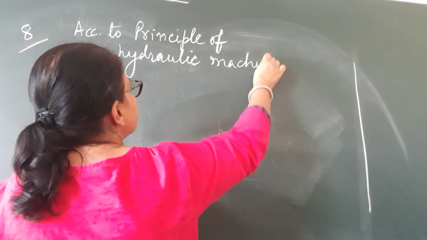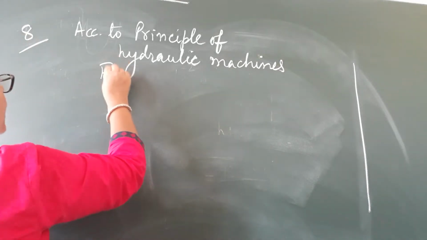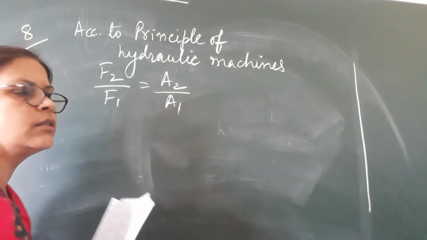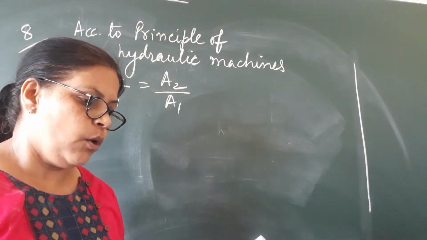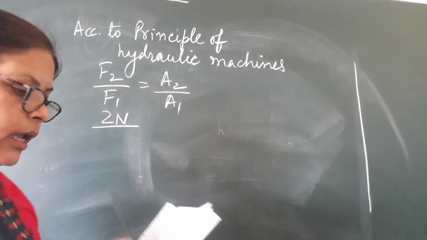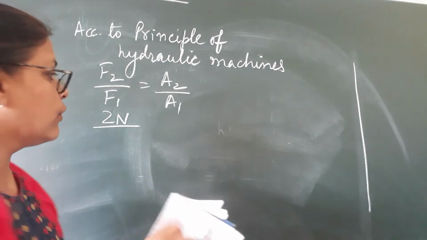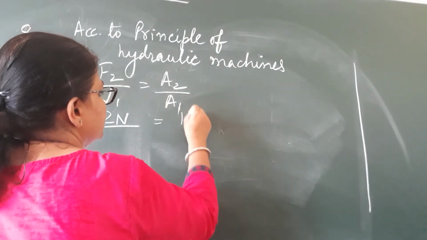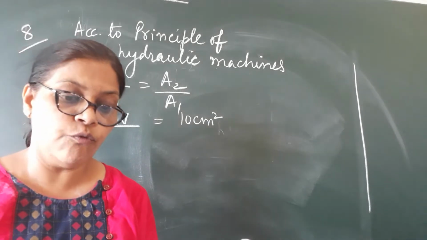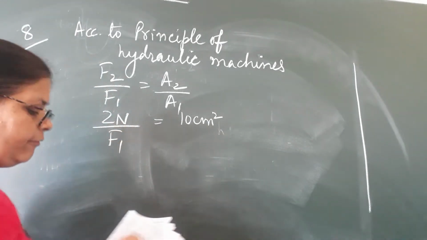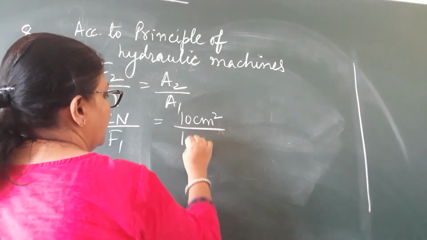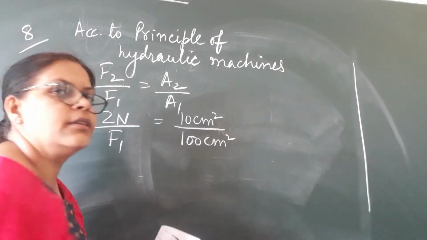Now what does the formula say? It says F2 upon F1 is equal to A2 upon A1. This is the principle of a hydraulic machine. Now what is given to you? They have given you a force of 2 newtons, being applied on a piston of area of cross section 10 square centimeters. The area corresponding to the force is 10 square centimeters. You have to find out the force F1 that will be obtained on the piston of area of cross section 100 square centimeters. Now this is the question.